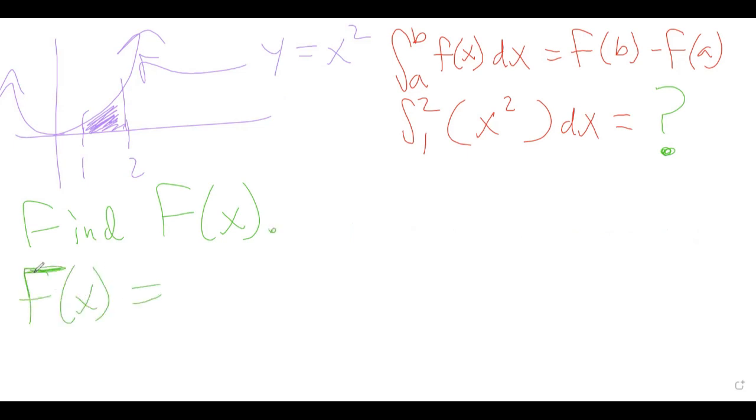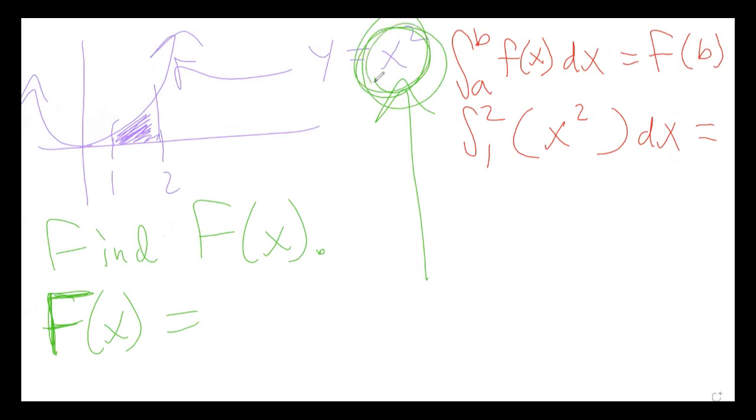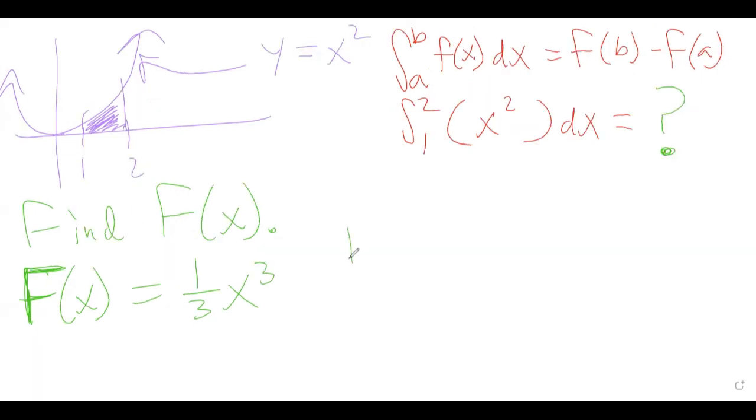And that would equal the antiderivative of this. So what is the antiderivative of x squared? The antiderivative of x squared is 1/3 x cubed. That's big F. And now to get the answer, all you have to do is find big F of B and then minus big F of A. And that'll give you the answer. So let's try this out.